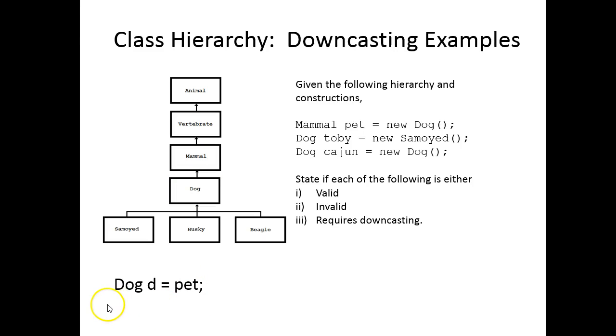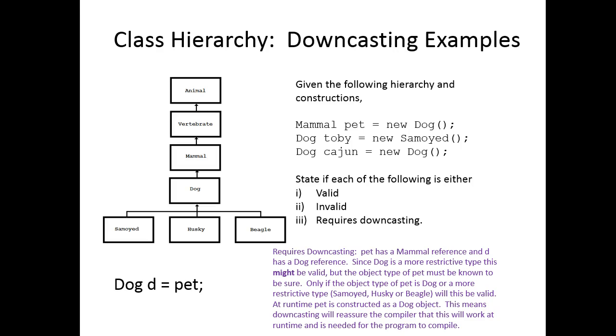Remember, general to specific. So now we're going to look at trying to decide whether or not downcasting is useful here. So if the pet mammal reference points to a dog object, so therefore at runtime this is actually a dog object. So the dog reference can point to a dog object, so this is where downcasting would be useful. And that's how we would fix that.